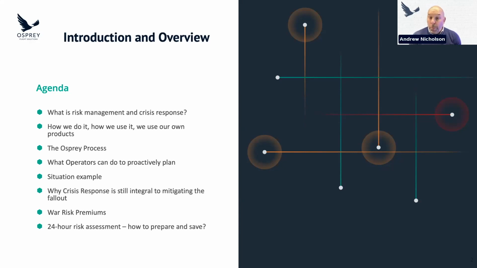We're also going to look at what operators and in fact the industry more widely can do to proactively plan and manage and mitigate risks, and how we feed into the crisis response process as well. Matt's going to take us through some situation examples to demonstrate this in a real life scenario. And then we're going to look a little bit about the essentiality of crisis response and how it's really integral to mitigating fallout. Talk about war risk premiums on the insurance side, and the need for 24-hour risk assessments. So those are the areas that we're going to cover this afternoon.